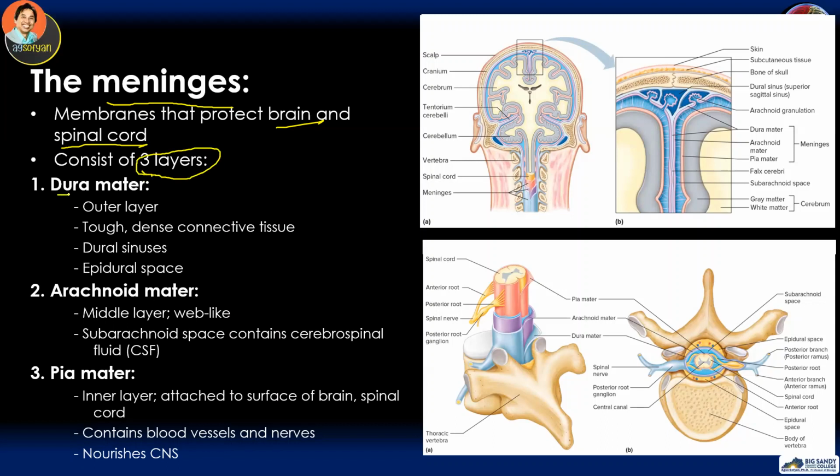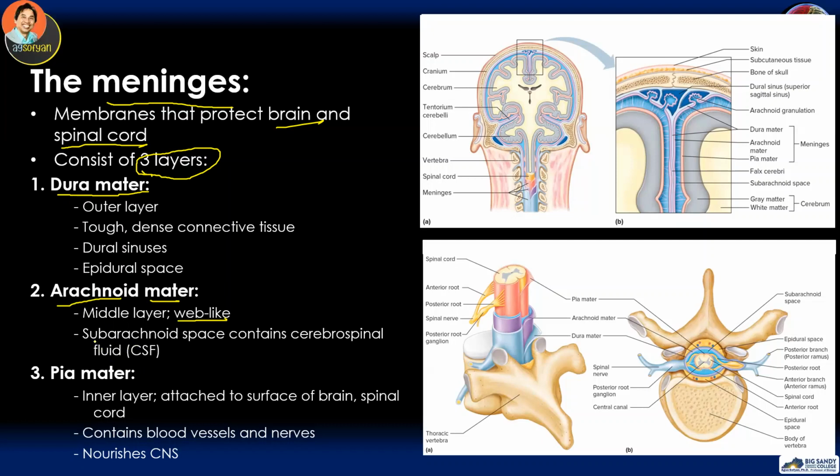The outer layer is called the dura mater, and this is tough, dense connective tissue. This layer is usually attached to the cranium, the cranial bones. There is an epidural space, and then the second layer is called the arachnoid mater. It's called arachnoid because it has a web-like structure in it. This is the middle layer, the web-like arachnoid, the spider layer.